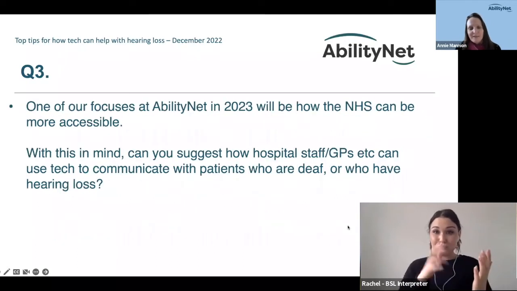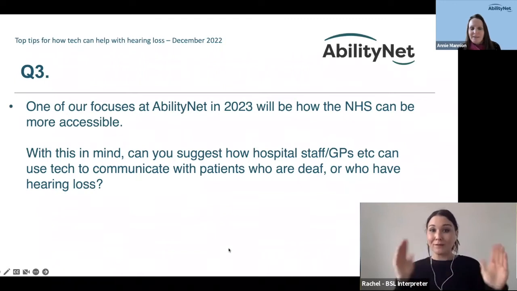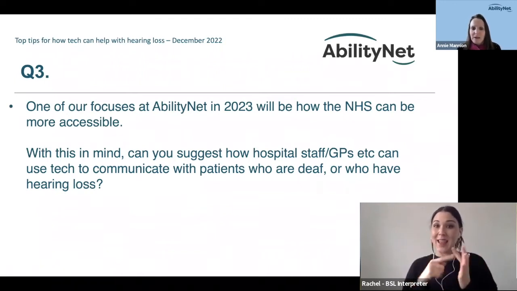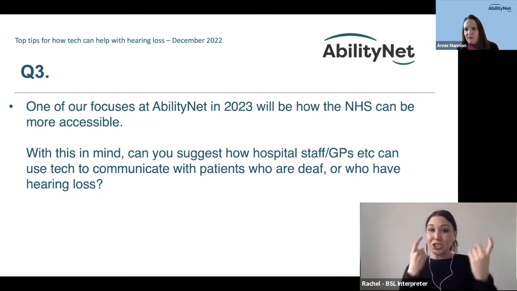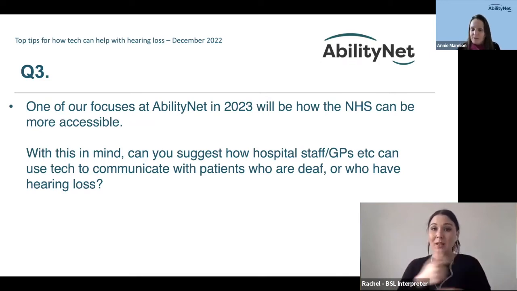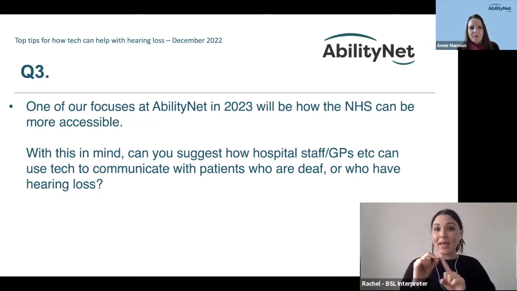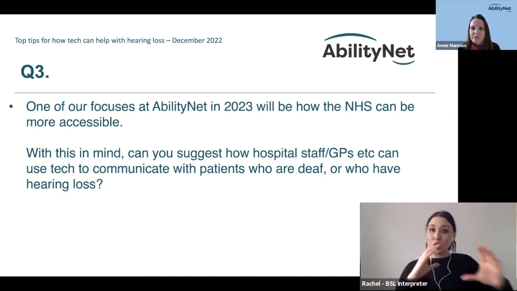So one more question for you all. I can see there are tons of questions that have come through from attendees. One of our focuses at AbilityNet in 2023 will be how the NHS can be more accessible. So with this in mind, do you have any suggestions about how hospital staff, GPs, any NHS employees can use tech to communicate with patients who are deaf or who have hearing loss?